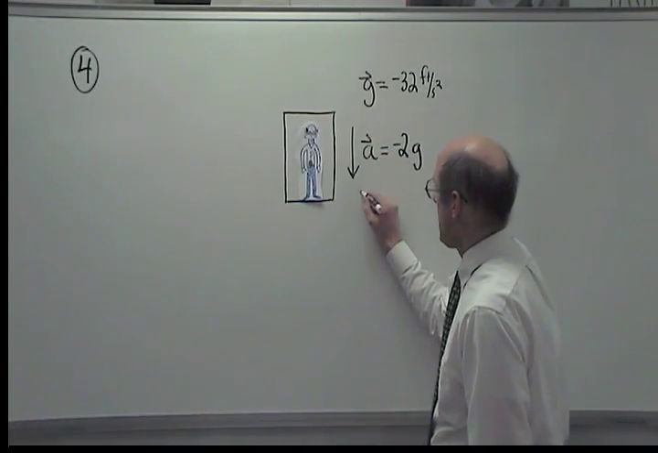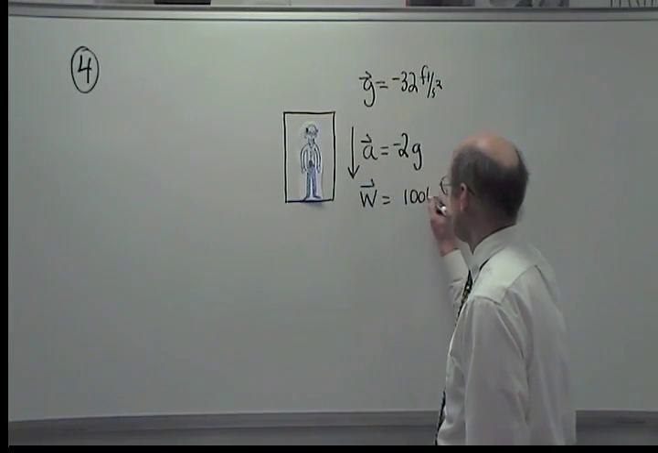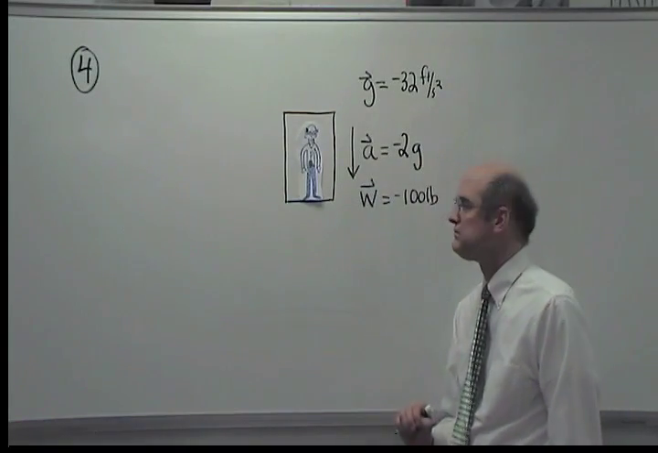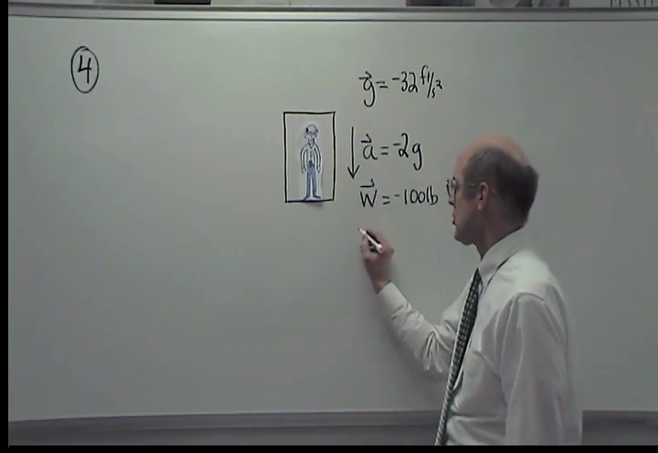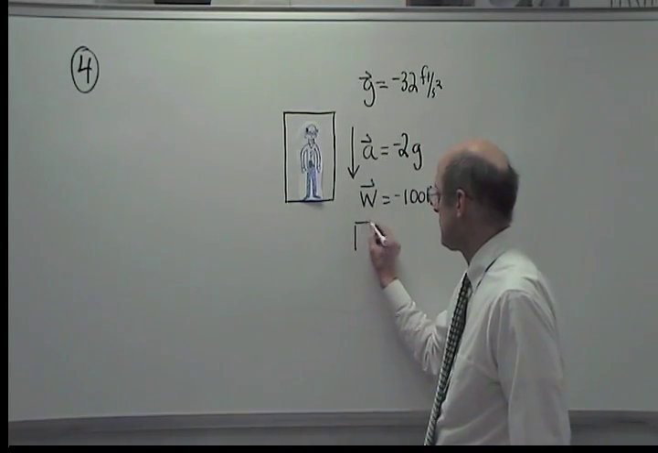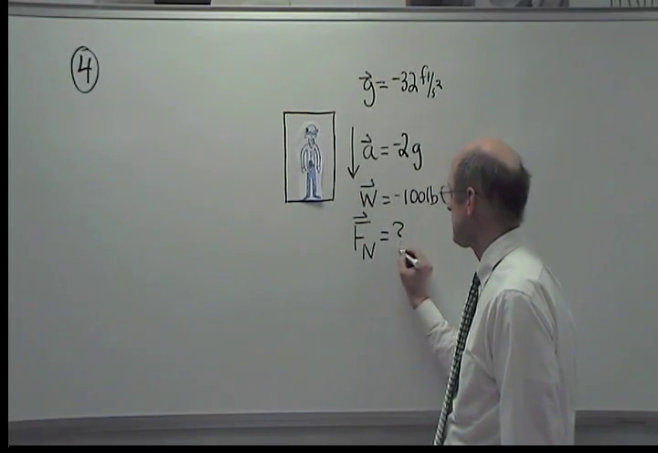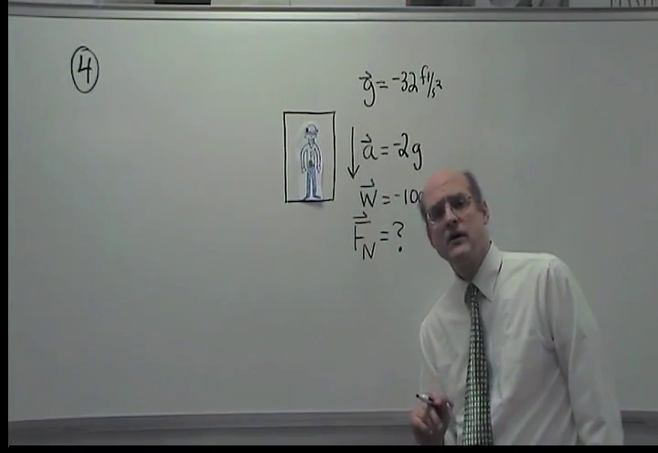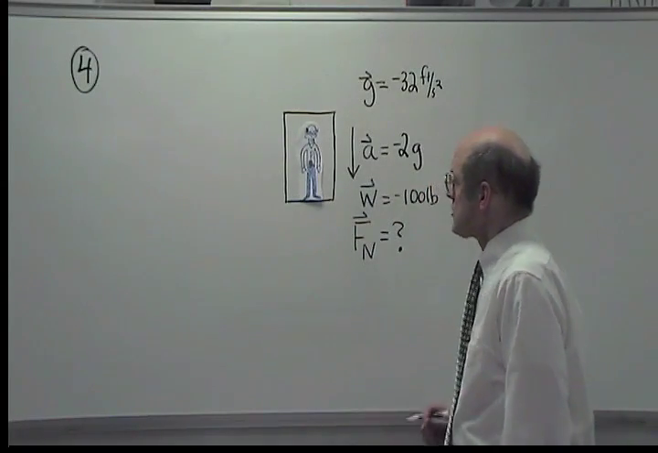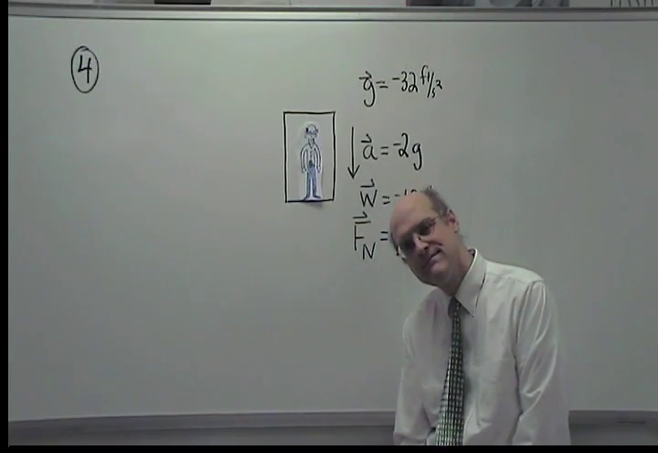Suppose the passenger weighs 100 pounds. And I'm going to place a negative sign in front of that because down is negative. And we want to determine the apparent weight of the passenger, aka normal force. This is what the elevator rider feels he weighs. So how are we going to solve this? Do you know?